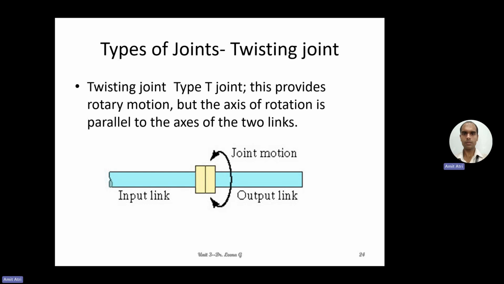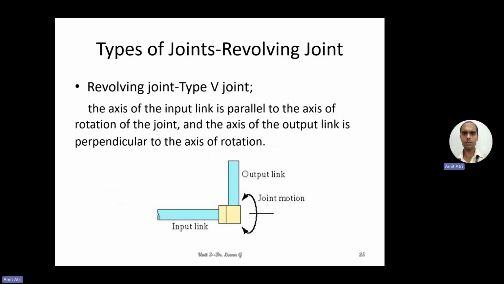So next is the revolving joint, a type V joint. The axis of the input link is parallel to the axis of rotation of the joint, and the axis of the output link is perpendicular to the axis of rotation. Okay, it means it will have a revolving type of movement. So here it is shown in the diagram. A rotational type of motion is there, but the axes of both links are perpendicular.